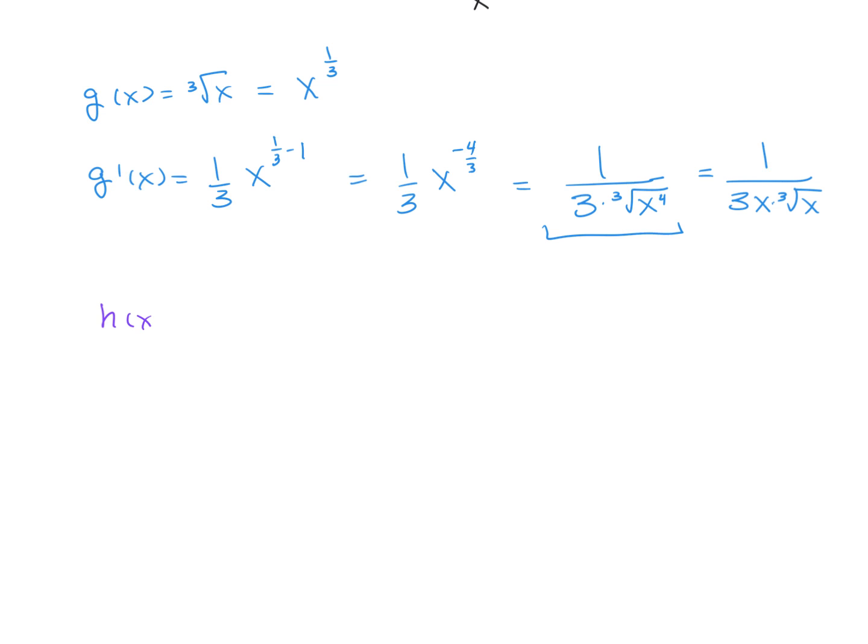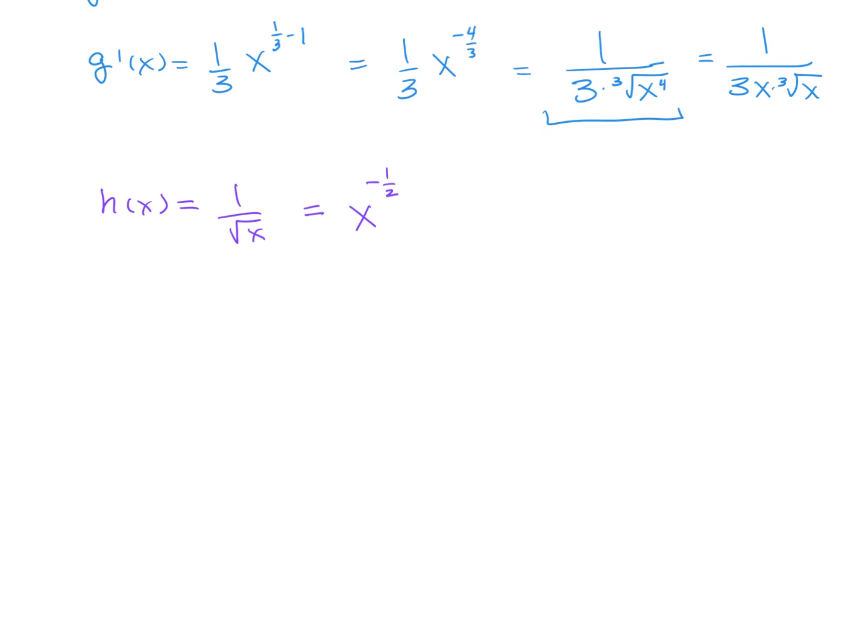Last up, we had h of x, and that was defined as 1 over the square root of x. As we write that using the right notation, that is x to the negative 1/2 power. 1/2 because it's a square root, negative because it's in our denominator. Finding the derivative, h prime of x, that's going to be negative 1/2. Again, that power comes down as a coefficient. And once again, we have to drop the power by 1. So that's negative 1/2 minus 1.